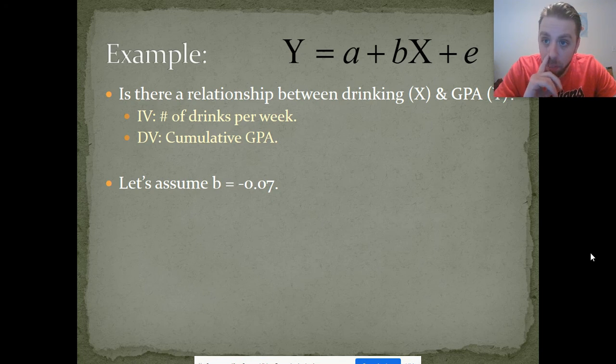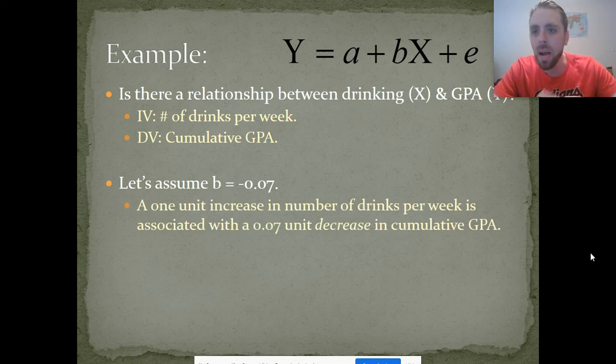I'll get into that at a later point, a later lesson actually. B is the most important part of the equation here. Let's assume that B equals negative 0.07. The fact that that is negative tells me it's a negative correlation. And the fact that it is 0.07 tells me the change in Y given that 1 drink increase per week.